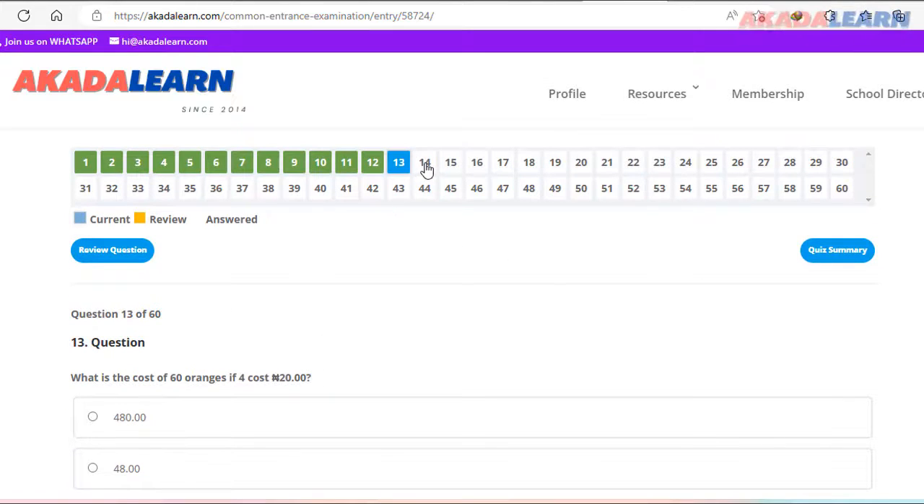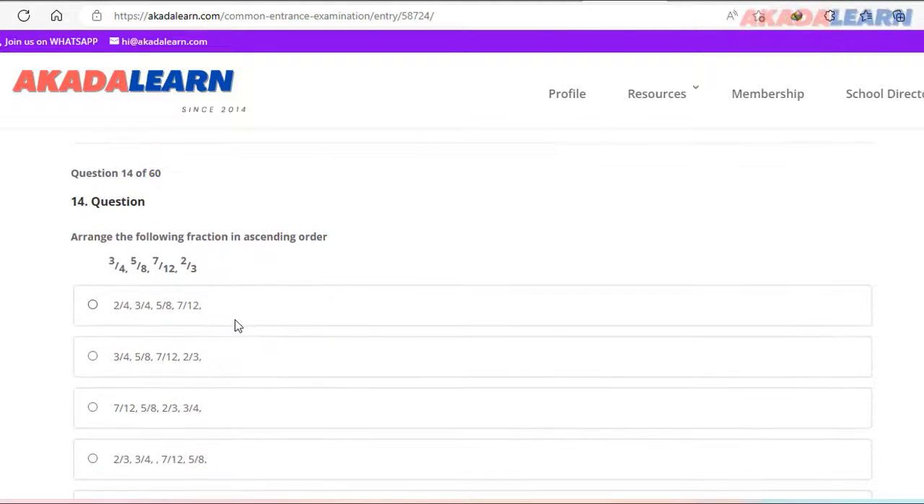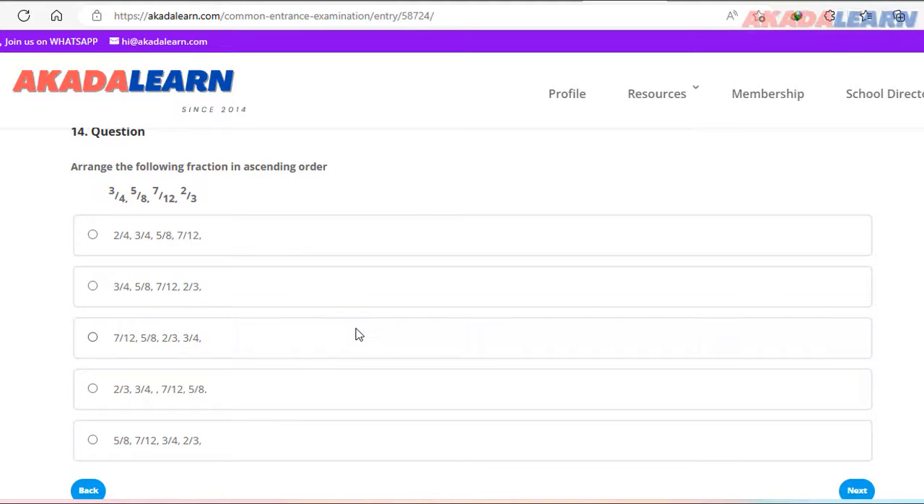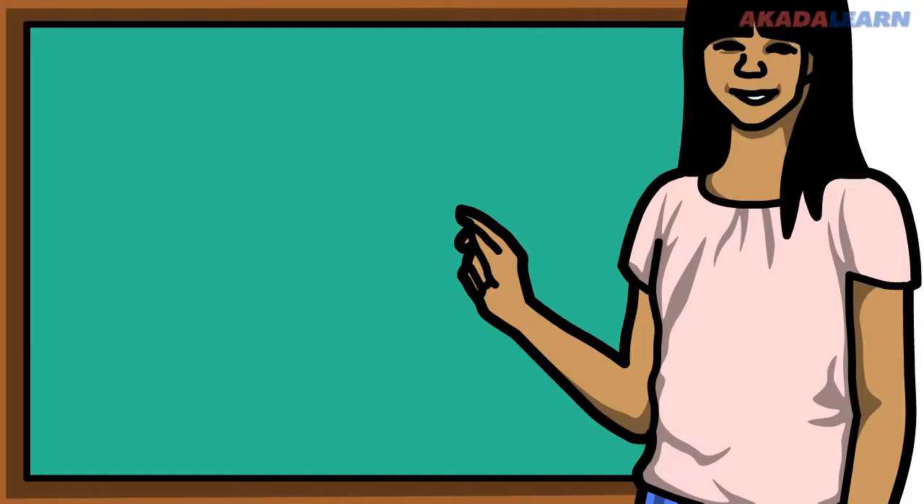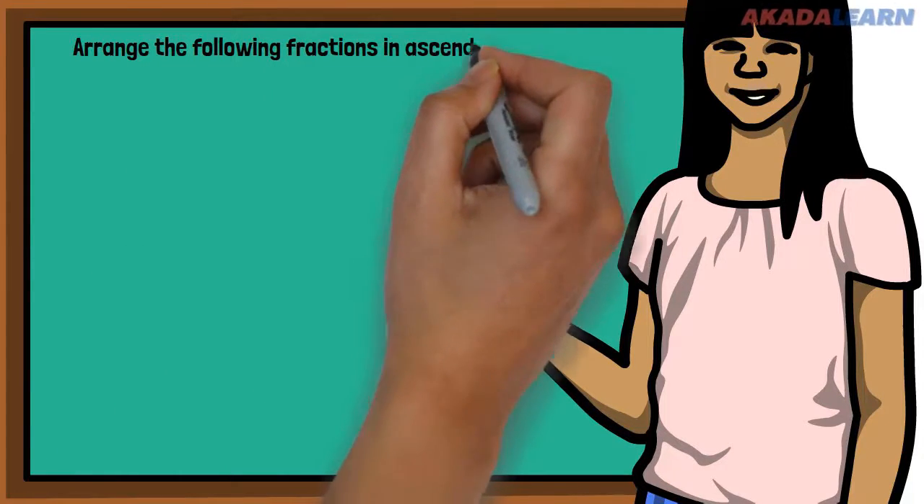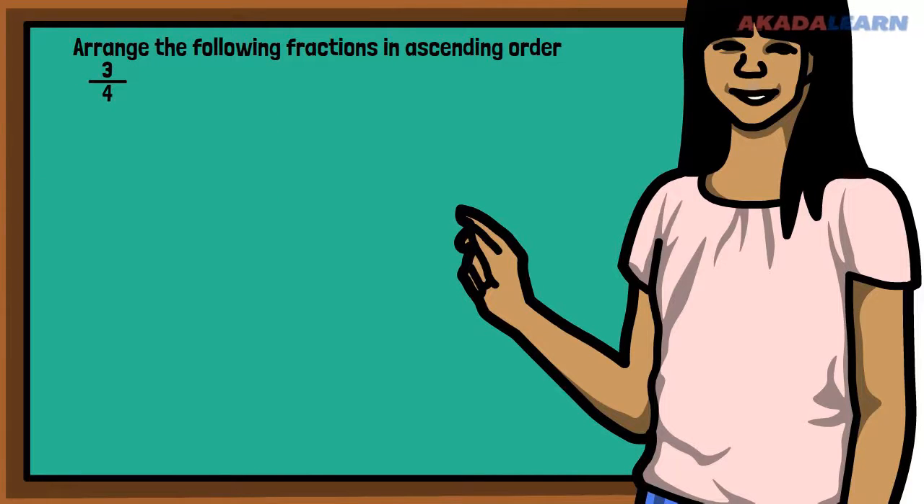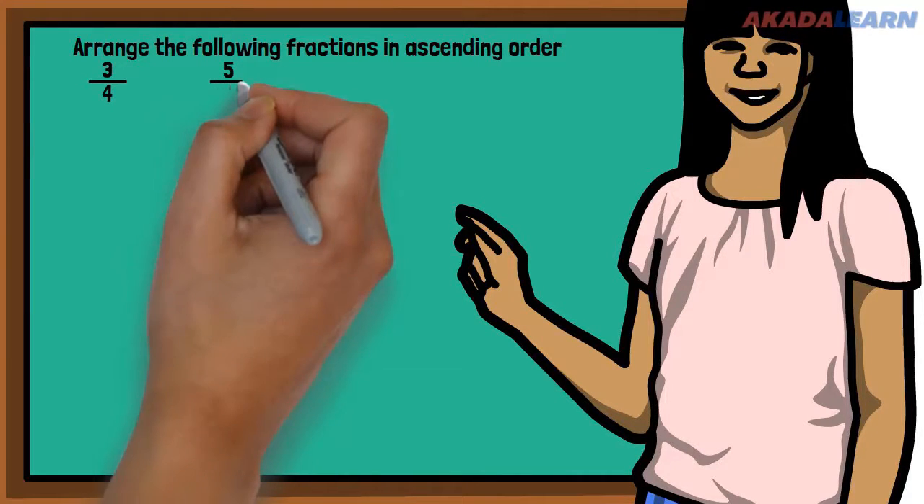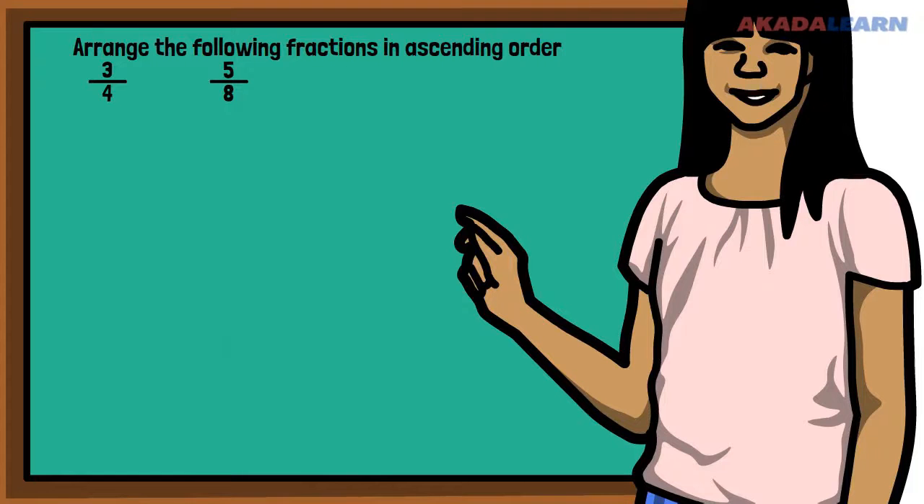Next question, 14. It says, arrange the following fractions in ascending order. Okay, so let's go to our solutions video and see what the answer is. So let's look at this question. Arrange the following fractions in ascending order. 3 over 4, 5 over 8, 7 over 12, and 2 over 3.